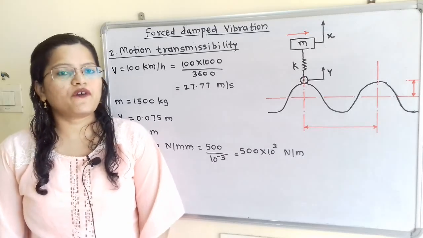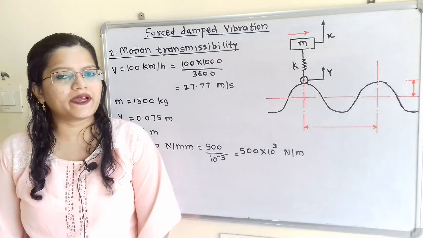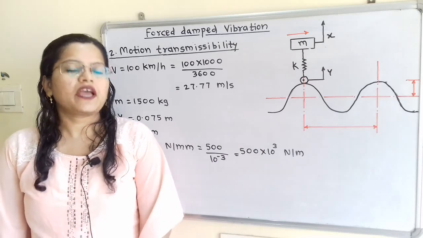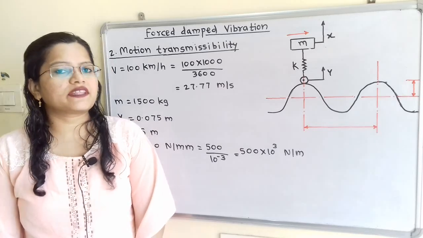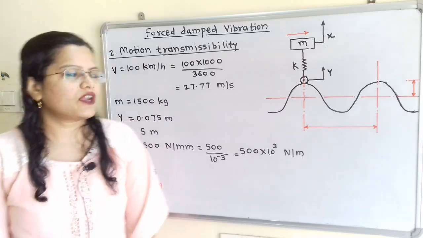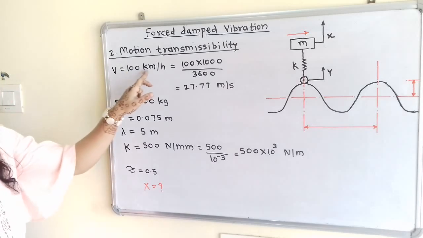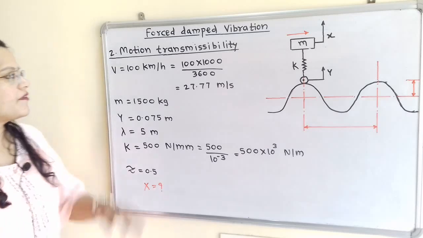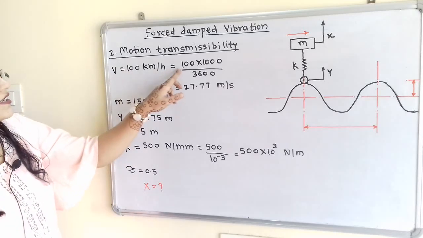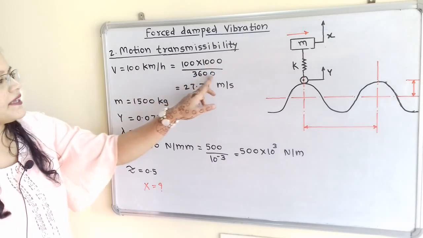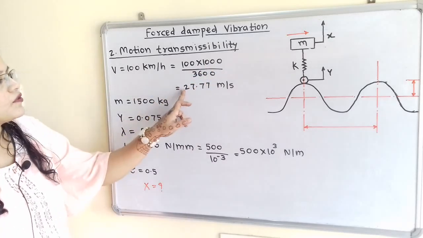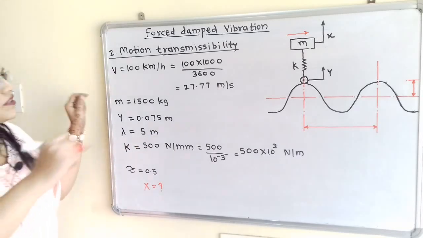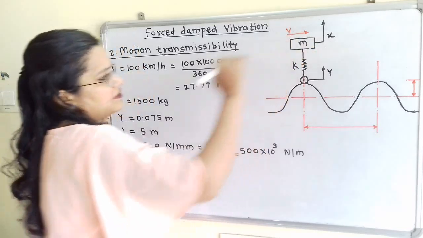This is the question for vibration in the system due to base or foundation excitation or motion transmissibility. Let us understand the given data with the help of a diagram. Velocity of the motor car is given as 100 km per hour, but the standard unit is meter per second. So we will simplify this as 100 multiplied by 1000 divided by 3600, which is equal to 27.77 meter per second. We will show this velocity of the motor car here.